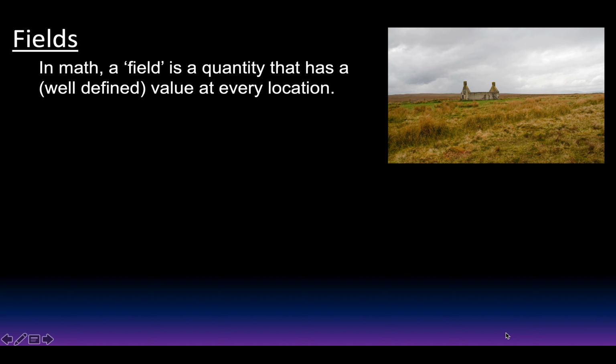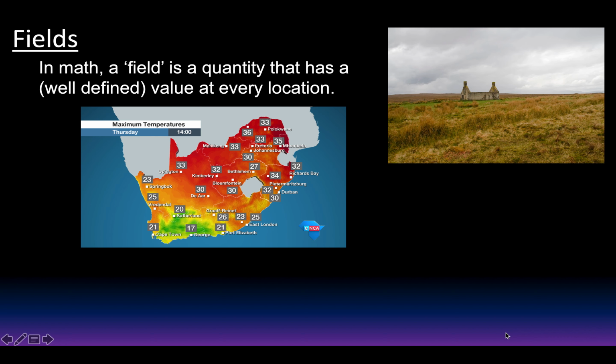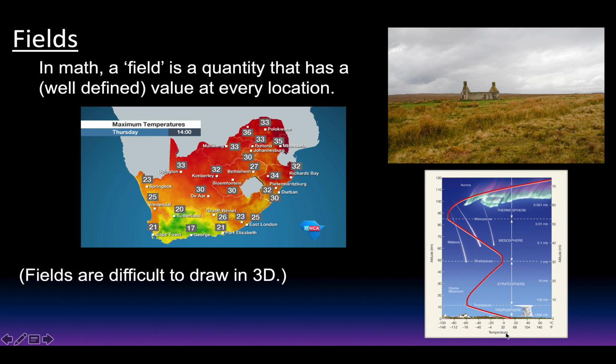A common example of a field that we're all familiar with is temperature. At any location, I can assign a value to the temperature at that location. Therefore, temperature is a field. Because we live in 3D space, temperature will be a field that takes on a value at every location in that 3D space, and that can be challenging to draw, but that's an artistic challenge. Because this quantity has a value at every location, temperature is a proper field.